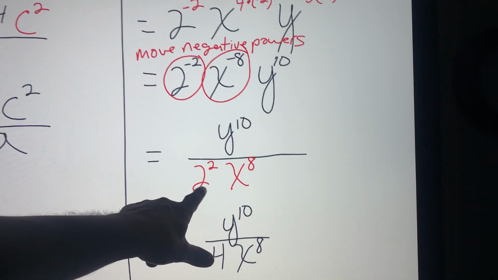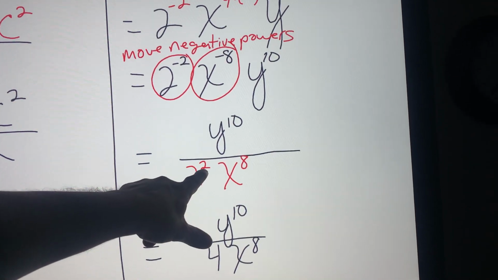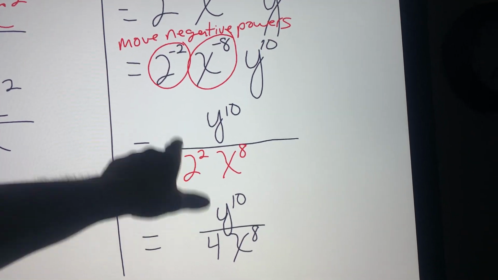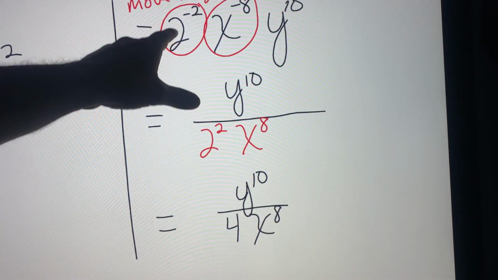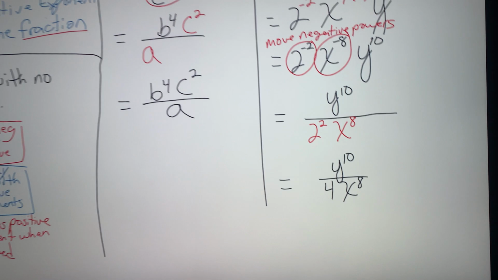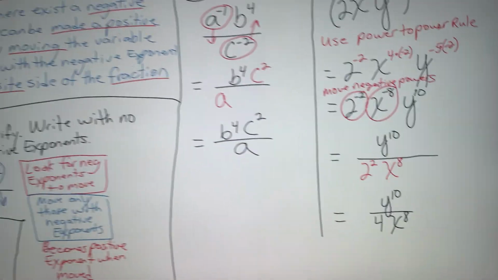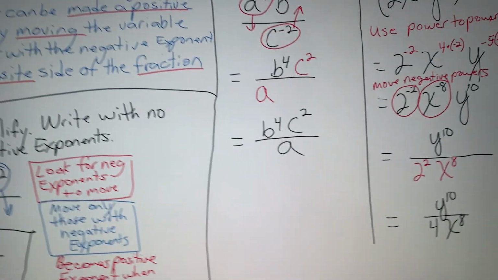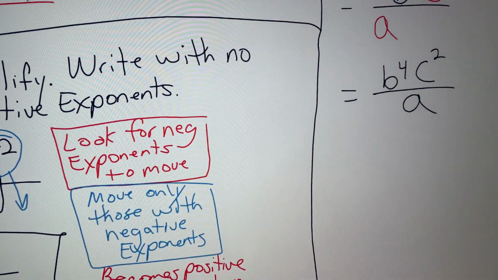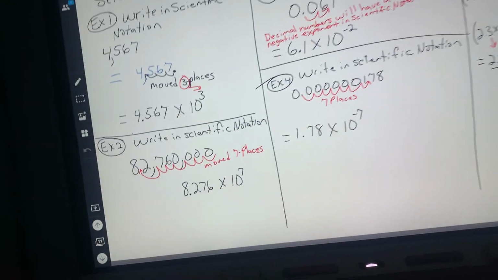And here we evaluated 2 to the 2nd power. You never evaluate a negative power. You only evaluate it once you move it to the opposite side of wherever it needs to go. And then once it's a positive power, that's when you can evaluate it.